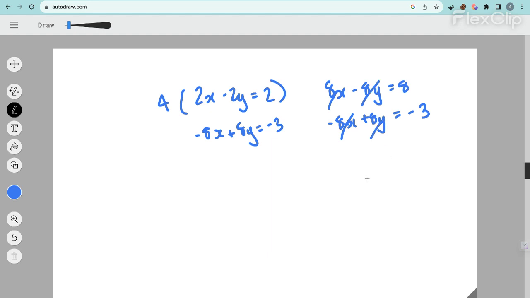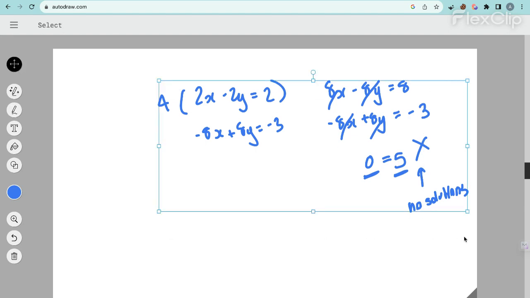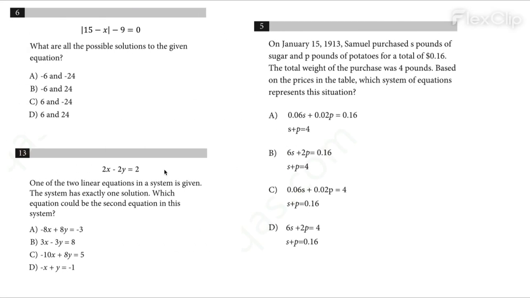In this case, these cancel out and equals. Okay, so once you've solved it, look at the final statement and see if it's true. Does 0 equal 5? Obviously not. So that means this answer choice has no solutions. So obviously A didn't work. So now we just go through the other ones and see if they're any different.